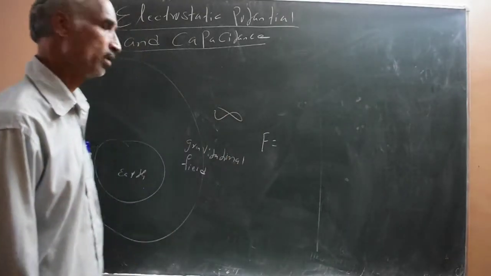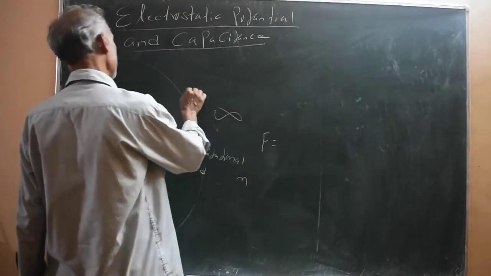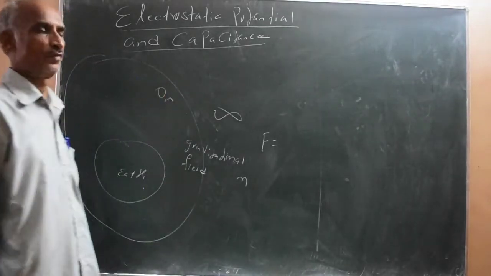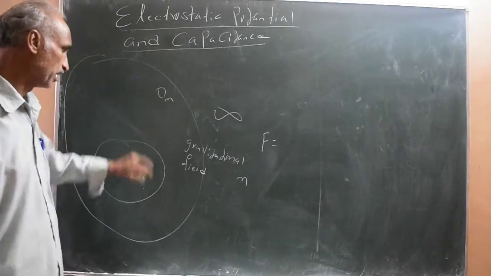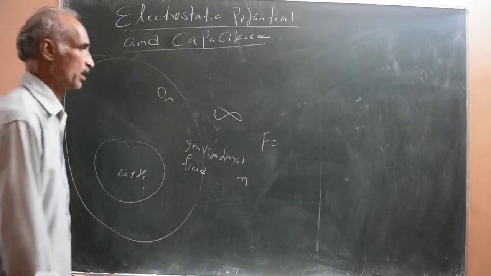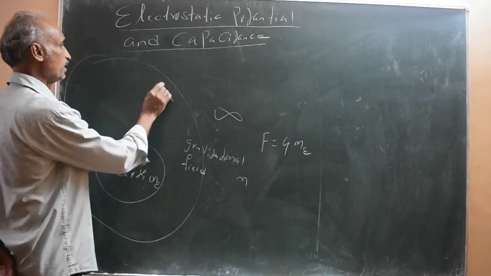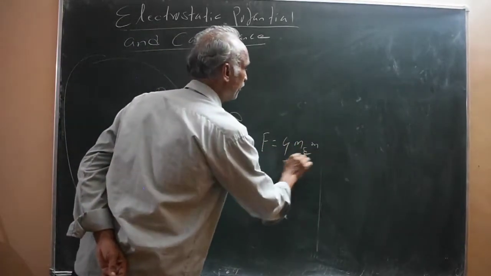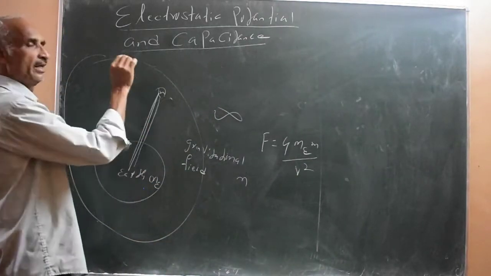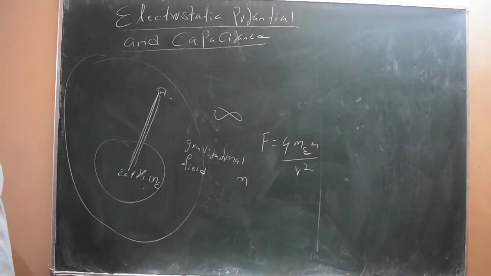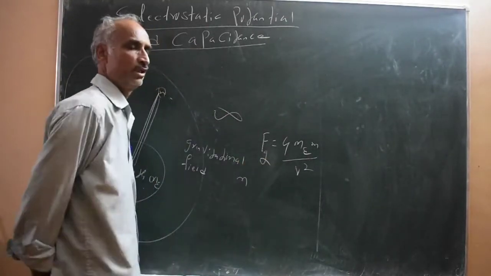The gravitational force of the Earth on a body of mass m is this: here is a body of mass m kept in the gravitational field of the Earth, then the force exerted on this body by the Earth, the gravitational force, F equals G into M into m upon r square, where M is the mass of the Earth, m is the mass of the body, and r is the distance between the center of the Earth and the body.